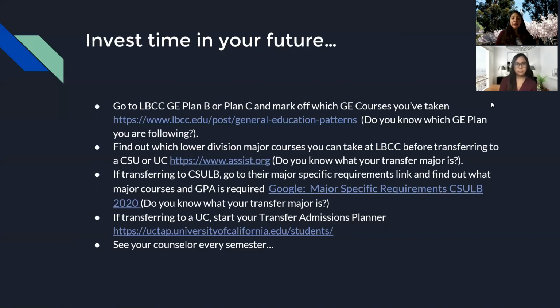And if you are transferring to Cal State Long Beach, check what the major specific requirements are, check the major that you need, and also check to see if the high school that you graduated from will count for the local area preference, because maybe it does, and now you can guarantee your admission if you have those requirements. And lastly, if you're transferring to a UC, as I mentioned, make sure that you use that Transfer Admissions Planner, okay? Start opening all your accounts as soon as we're done today. And make sure, lastly, to see your counselor every semester to make sure that you are on track for your transferring needs and you're meeting all your requirements.